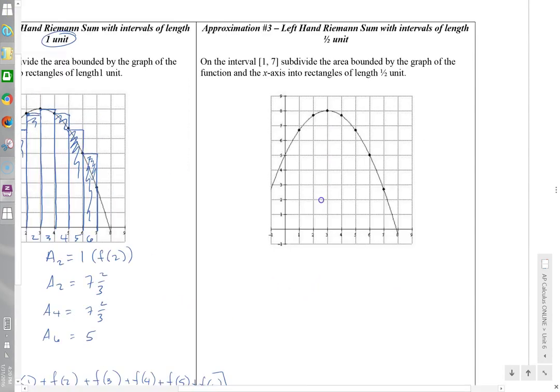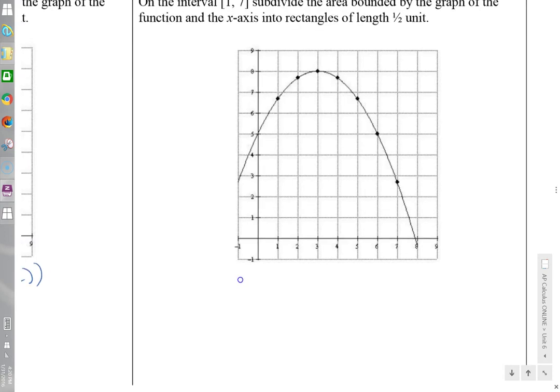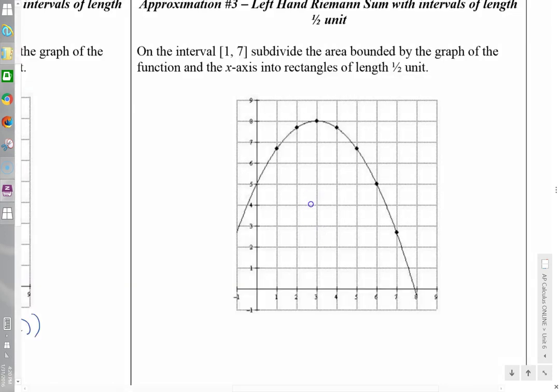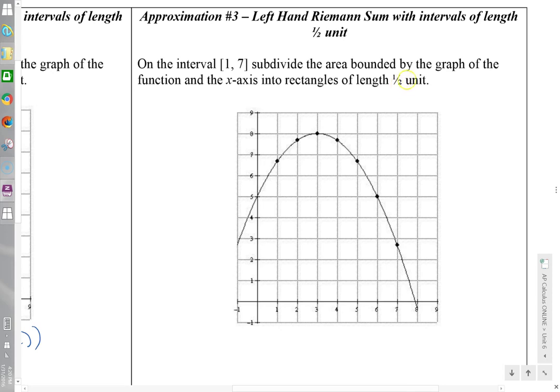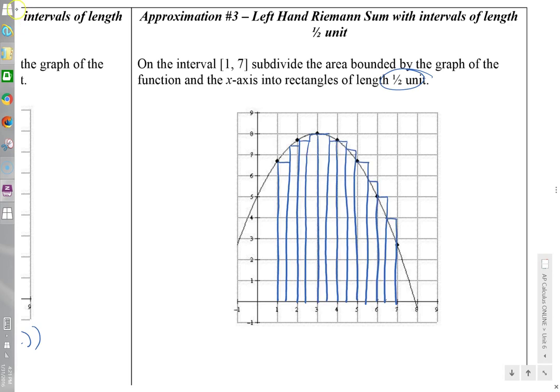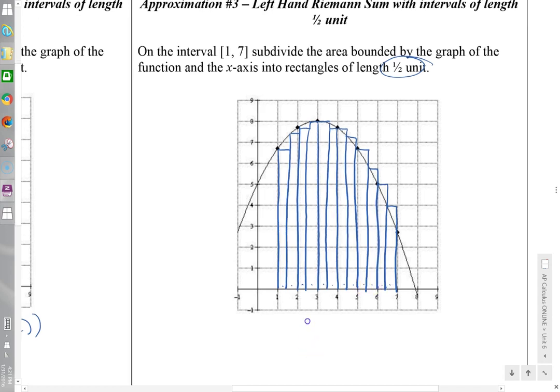So let's take a look at taking the same function, but this time we want rectangles with units of half a unit. So instead of these units of 1, we're going to have to cut that in half, and these are going to be our rectangles. So go ahead and draw that picture, and then we'll set up the problem. So this time we've got 1, 2, 3, 4, 5, 6, 7, 8, 9, 10, 11, 12 rectangles.